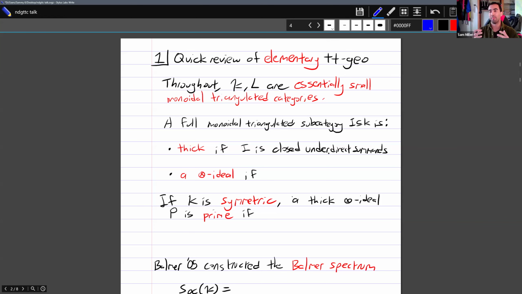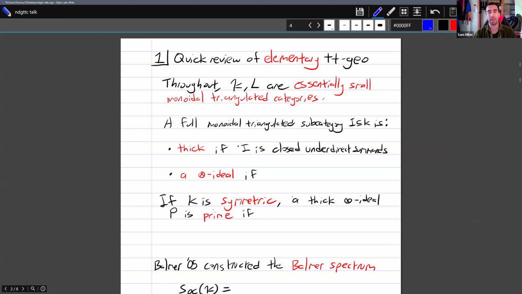One thing that usually happens in this setting is that when you go to the big setting from the little setting, some theories of supports essentially don't behave quite as well as one would hope. You need stratification and whatnot. So all in all, the point here is that I really want to only consider essentially small monoidal triangulated categories. So let's just recall some definitions.